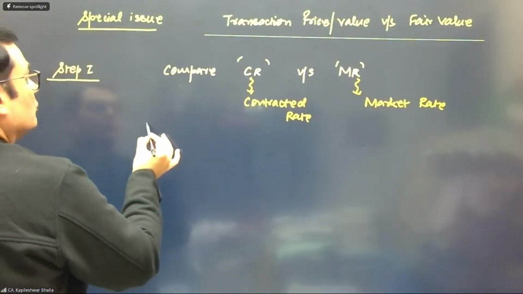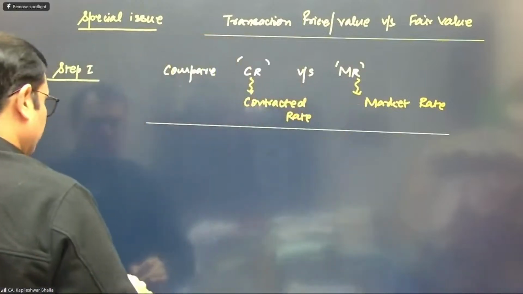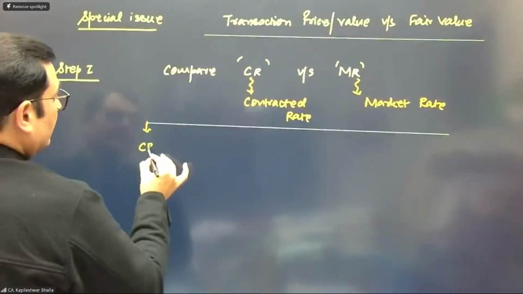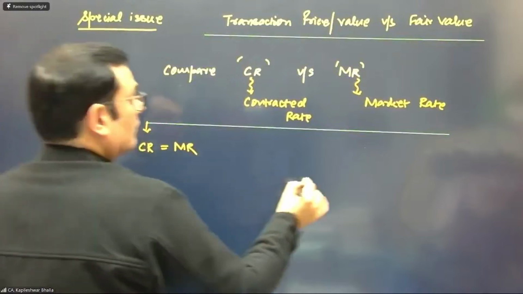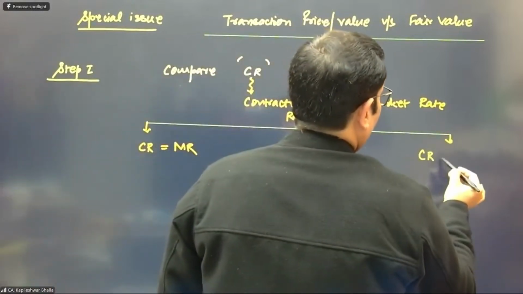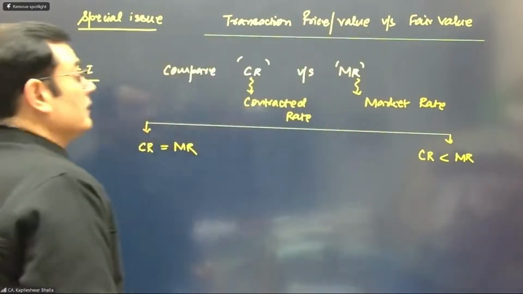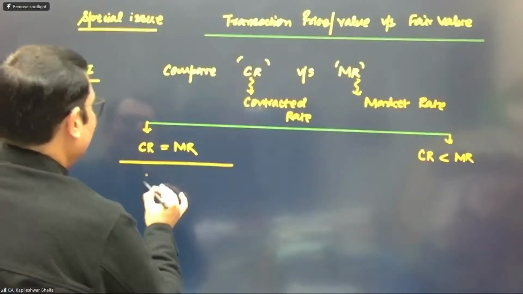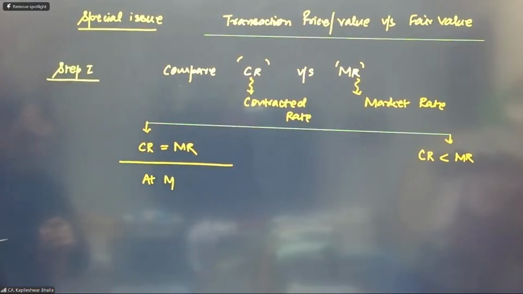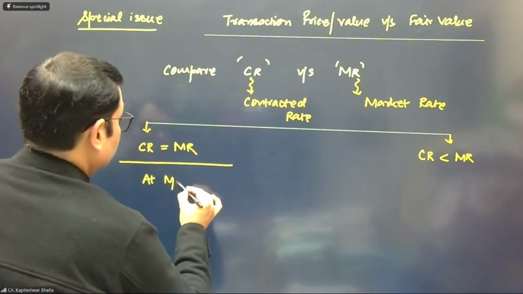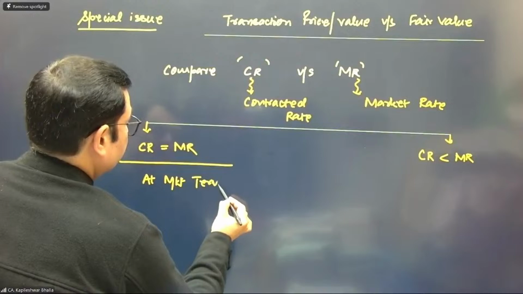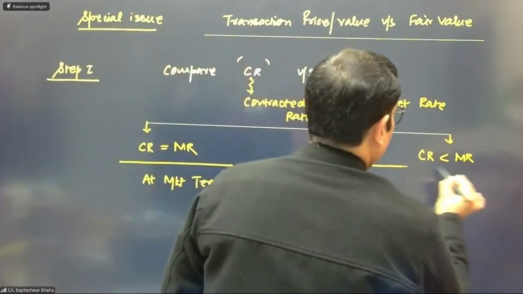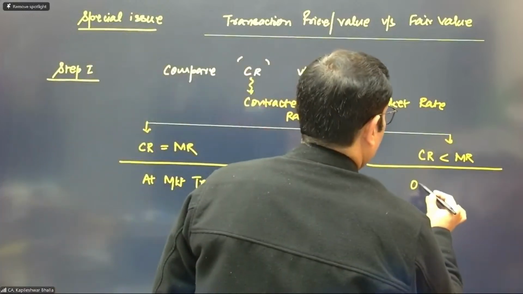Once you compare the two, we're going to get two permutations. The CR is equal to the MR, or the CR is going to be less than the MR. Now, if the CR is equal to the MR, then it is at market terms. And if it is CR less than MR, it is off market terms.